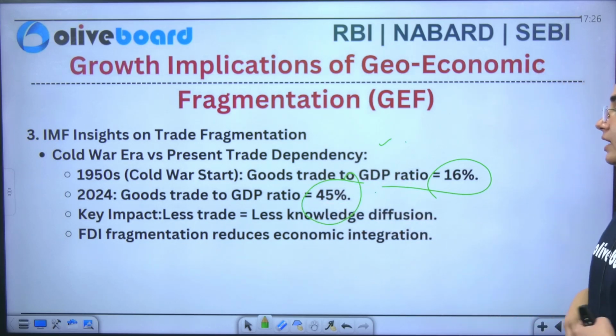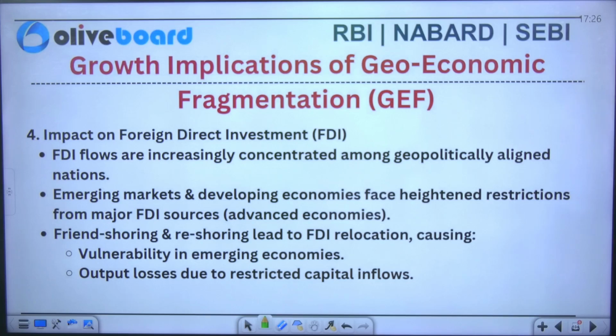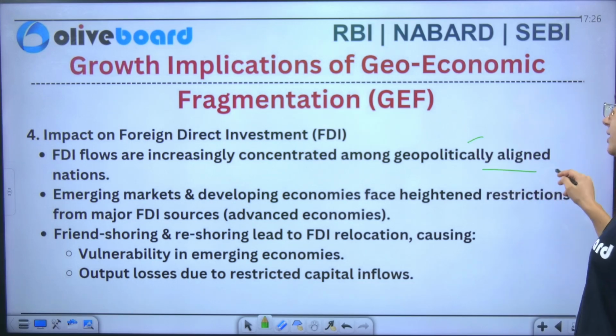Now, what is the key impact of less trade? If we have less trade, that will equal less knowledge diffusion. Similarly, FDI fragmentation has reduced economic integration as well. Now, what can be its impact on FDI? How has it impacted investment as well? FDI flows are increasingly concentrated among geopolitically aligned nations.